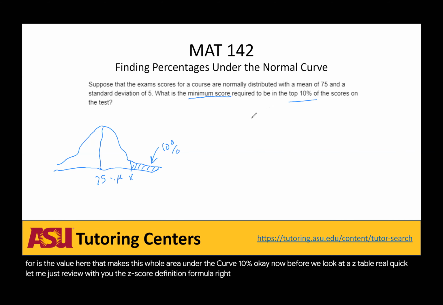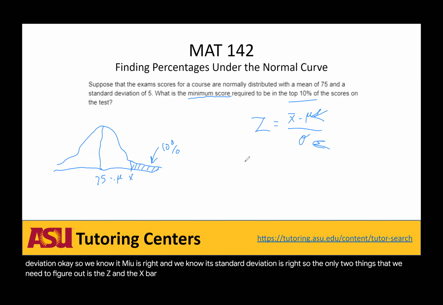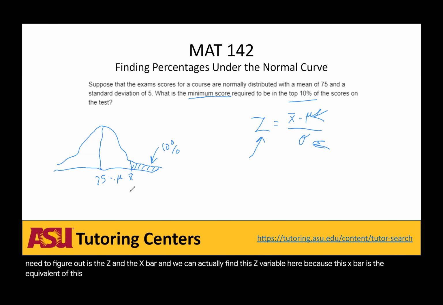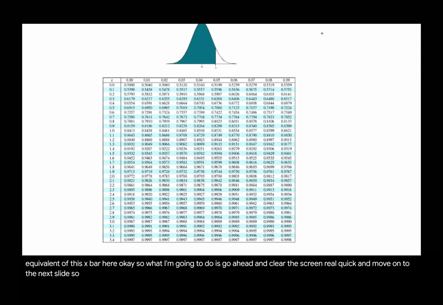Now, before we look at a z-table real quick, let me just review with you the z-score definition formula, right? So we have z equals x bar minus mu all over standard deviation. Okay? So we know what mu is, right? And we know what standard deviation is, right? So the only two things that we need to figure out are the z and the x bar. And we can actually find this z variable here because this x bar is the equivalent of this x bar here, okay? So what I'm going to do is go ahead and clear the screen real quick and move on to the next slide. So here, as you can see, is a z table, right?